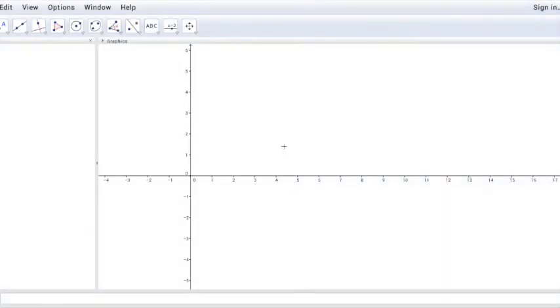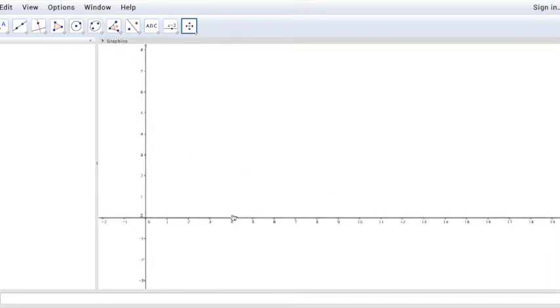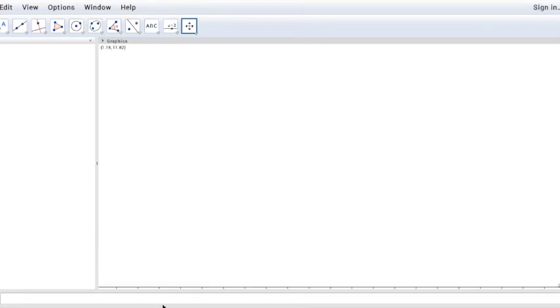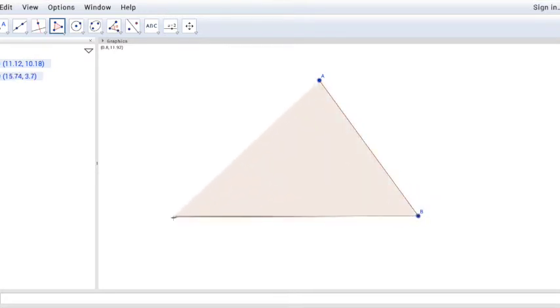Continuing the topic of GeoGebra using the circumcenter of a triangle. So we are using graphics view. We are keeping the axis in a proper position. Now I am going to the polygon window and I am taking 3 points at 3 different locations. I am clicking 3 points, that is A, B and C. So now the triangle is formed.